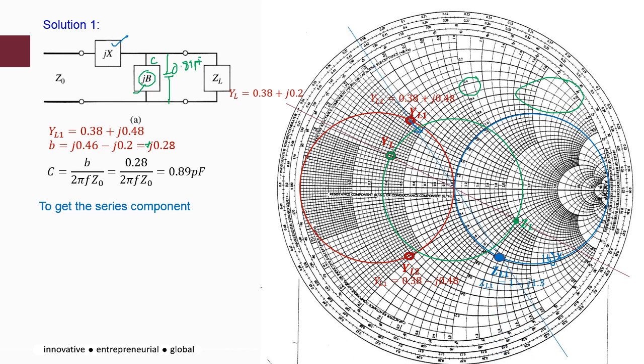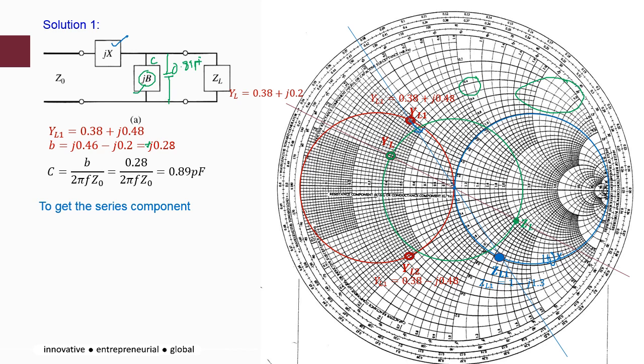Okay, so you draw a line crossing at the center, and then look at the cross section between the lines to the 1 plus jx circle. So you can name it as ZL1. In this case, ZL1 is positioned at 1 minus j1.3.